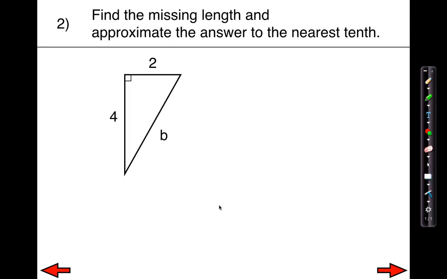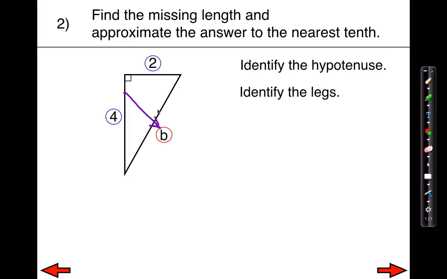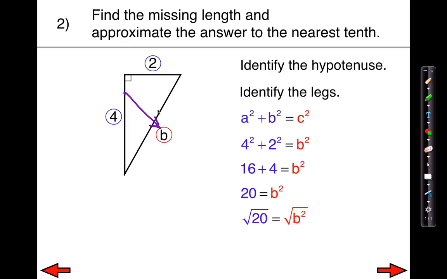Okay, so let's try another one. Here, let's go ahead and find out which one's the hypotenuse. I'm going to say the hypotenuse is b, and therefore 4 and 2 are the legs. Plug it into your formula, a squared plus b squared equals c squared. We have 4 squared plus 2 squared equals b squared, which is 16 plus 4 equals b squared. 16 plus 4 is 20, so if 20 equals b squared, in order to solve, we're going to take the square root of both sides, leaving us with the square root of 20 equals b.